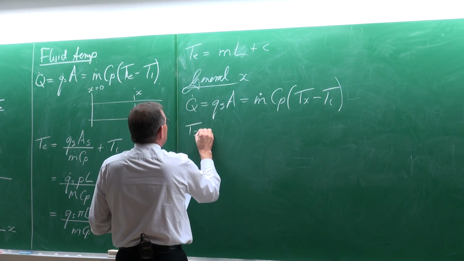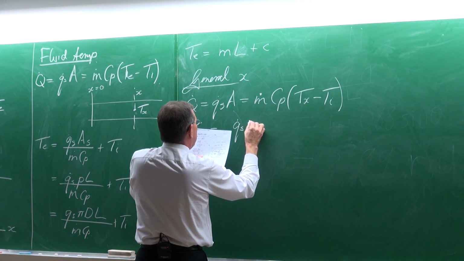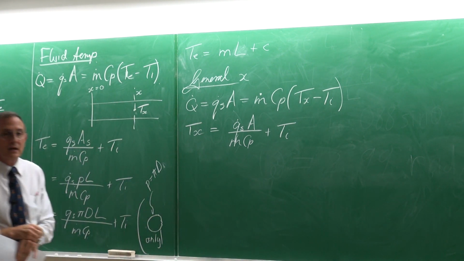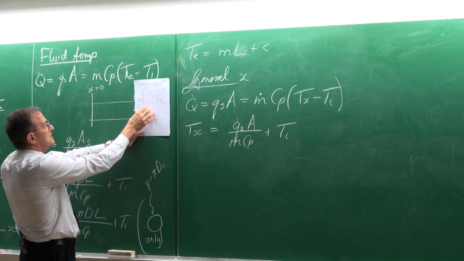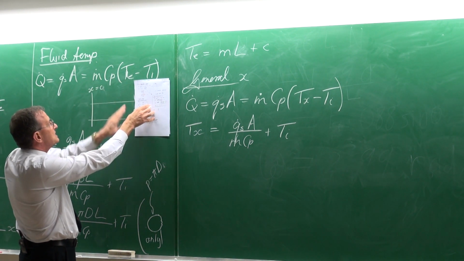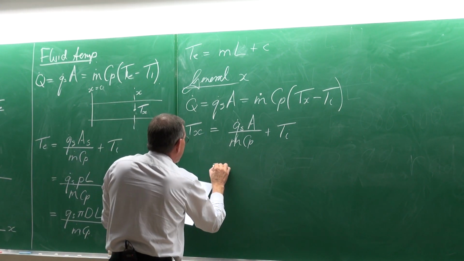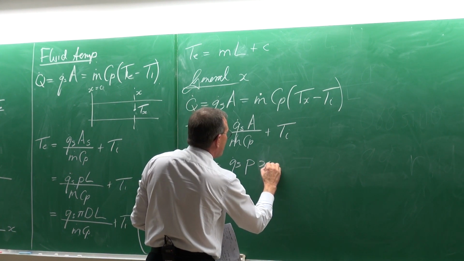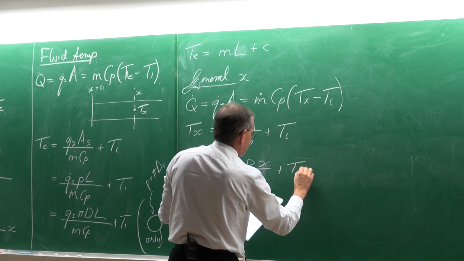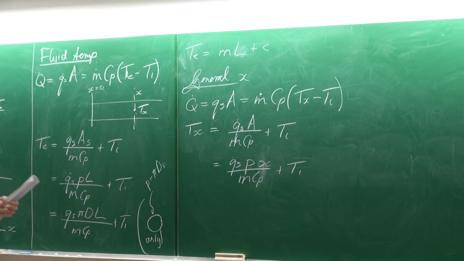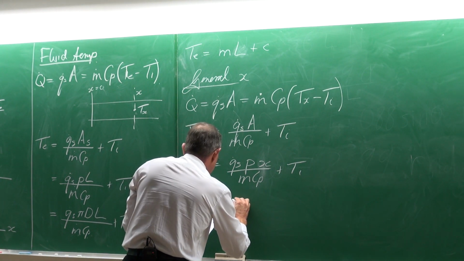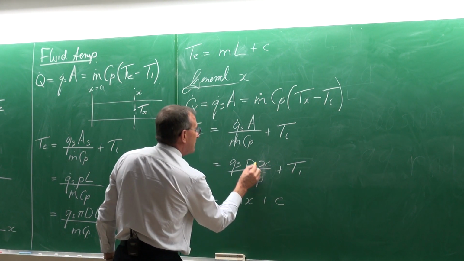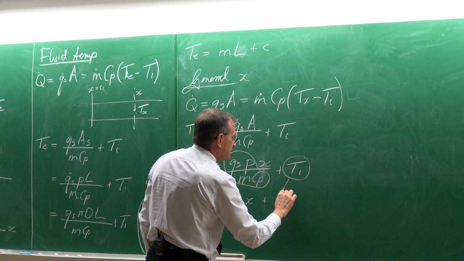So again, we can write Tx in general as the heat flux multiplied by the area, over mass flow rate Cp, plus Ti. And now the surface area, remember, if we are interested in the temperature there, it is being influenced by the heat flux from this direction. So we can write the area as P multiplied by x, divided by m dot Cp plus Ti. Thus, in general, we can write it as mx plus c, where m is this gradient and Ti is the constant.